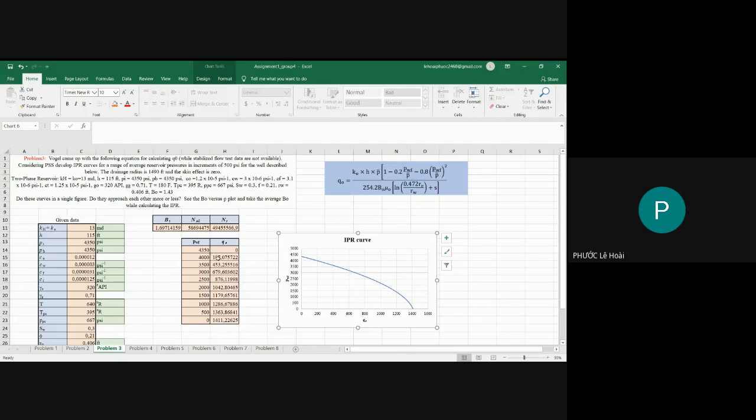and to plot the graph, we will use these two parameters here. First the bottom hole flowing pressure, and the second the flow rate. It's also called the IPR. We can see that it begins from this point, and it ends at this point, which is a little over 1,400 here.